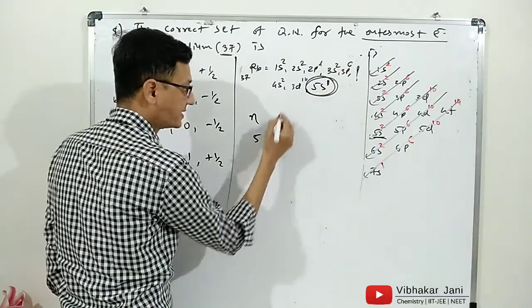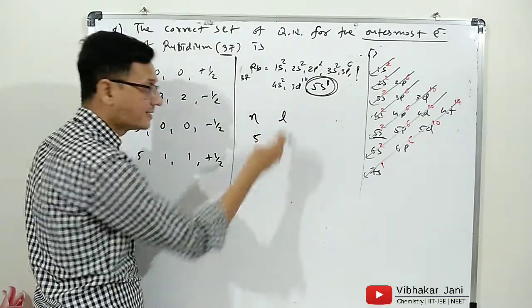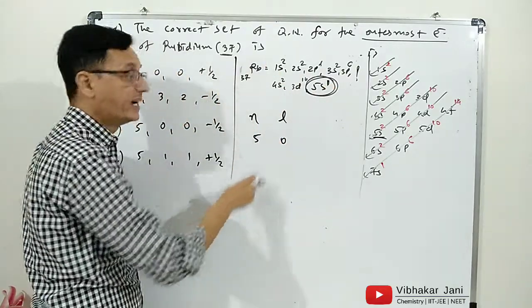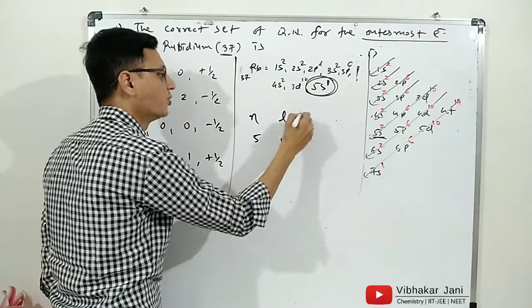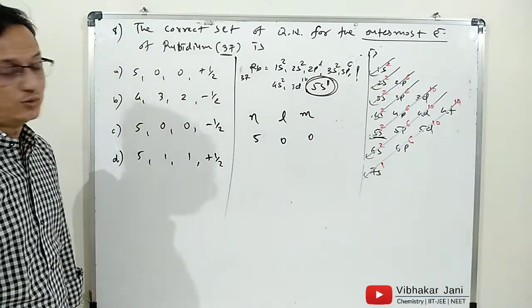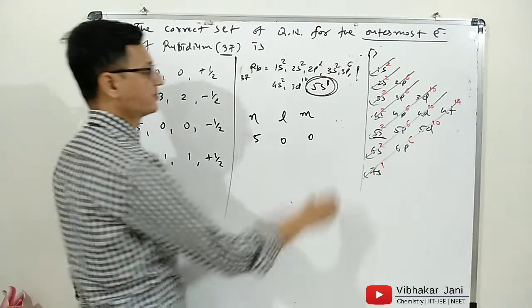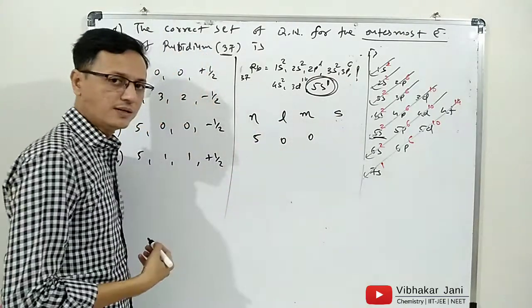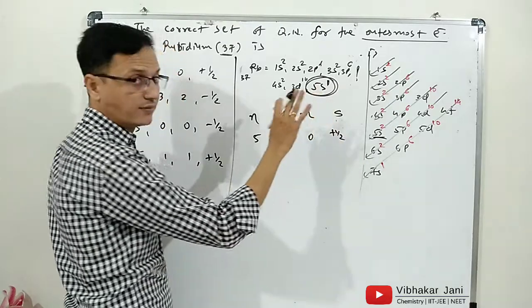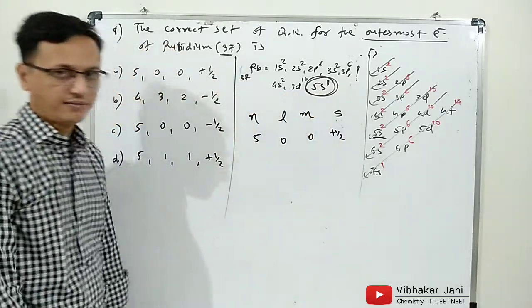As the orbital is s, therefore the azimuthal quantum number for s orbital is 0. And if the value of L is 0, then obviously the value of M can be 0. There is no other possibility. And as far as spin quantum number is concerned, you can take either plus half or minus half. Any value can be there.